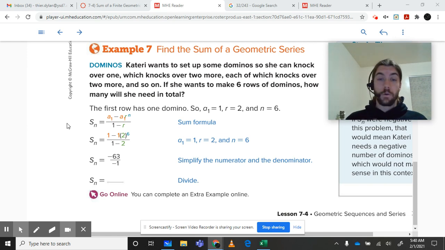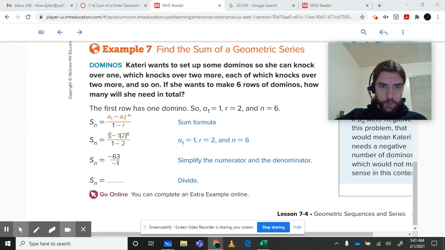Okay, so the concept is that we are doubling the amount of dominoes each row. So 1, 2, 4, 8, 16. We want 6 rows, so we need to know how many dominoes we need to gather up to do this. Okay, first row has 1 domino, so a1 is 1, r is 2, and n is 6.